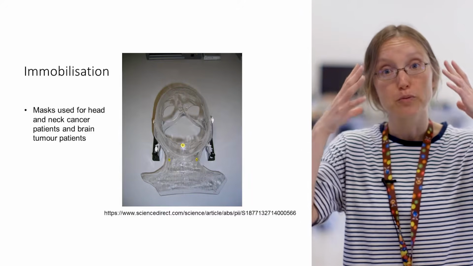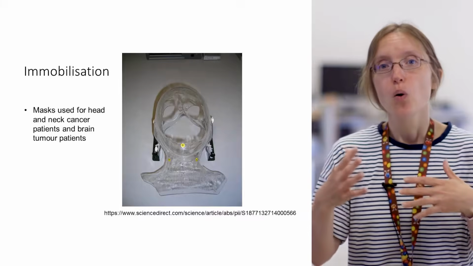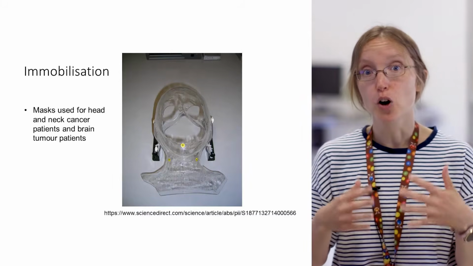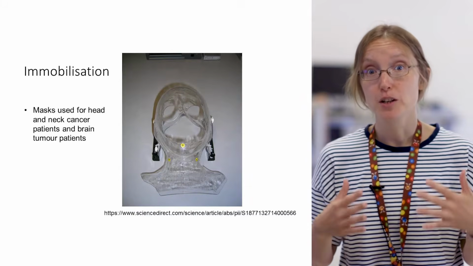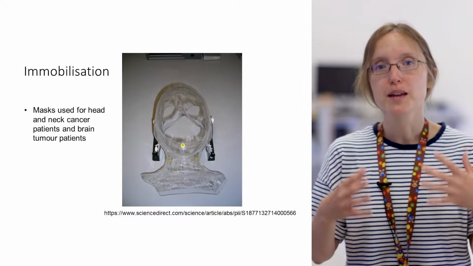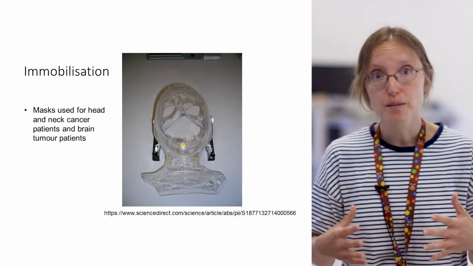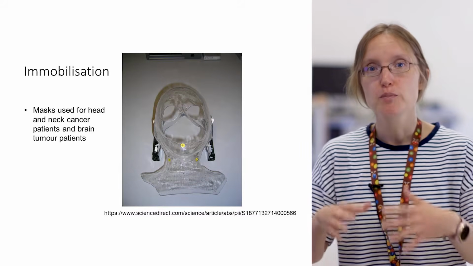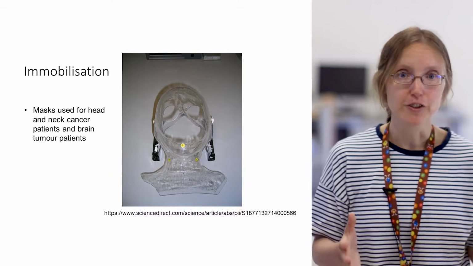And if patients have a brain tumour or a head and neck tumour, one of the ways to help us ensure that we always treat the right spot is to keep patients still. And so immobilisation is the area of radiotherapy where we make sure the patient is kept in the same position, so it's reproducible between designing the treatment and delivering the treatment.